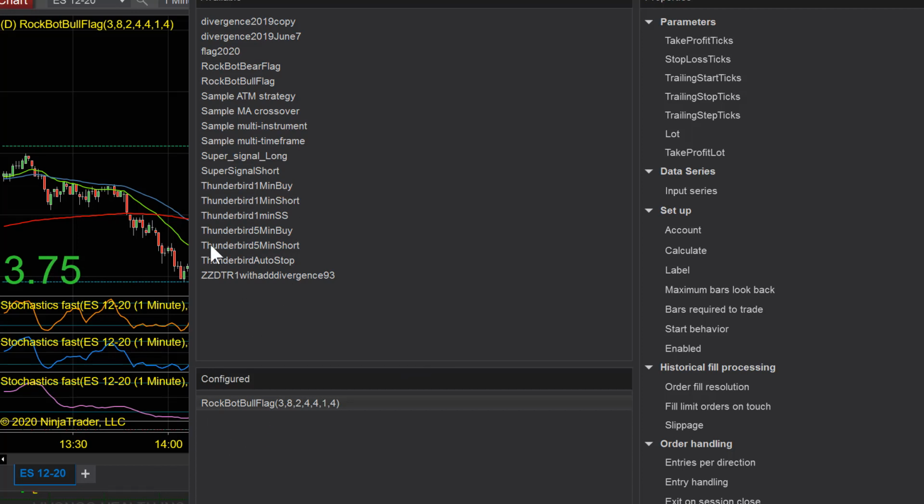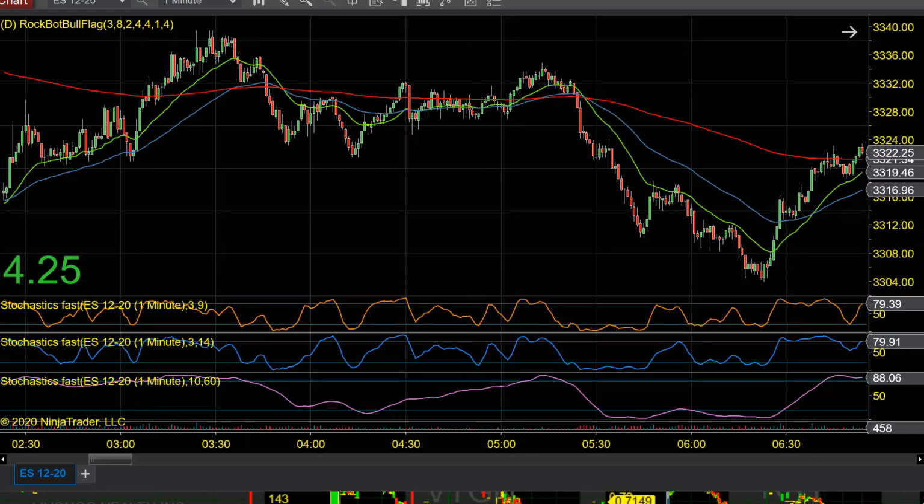Anyway, I'm on the bull flag here. So let me go back here. I apologize. Let me pause this so I don't double up. Now that I got everyone back on track here.